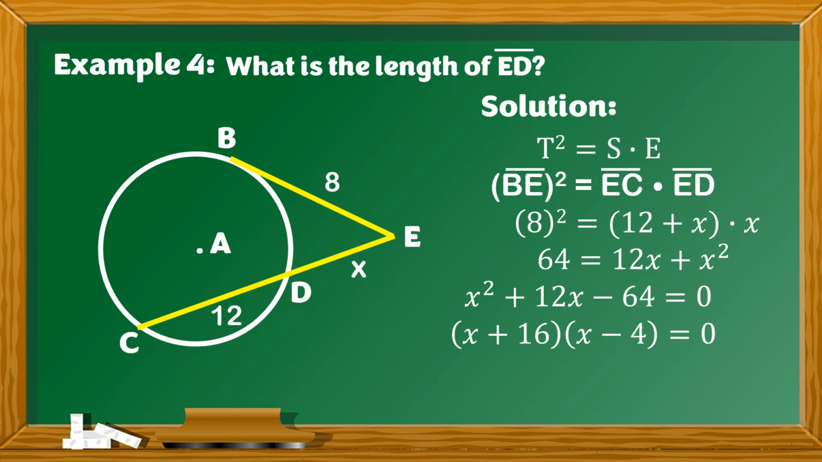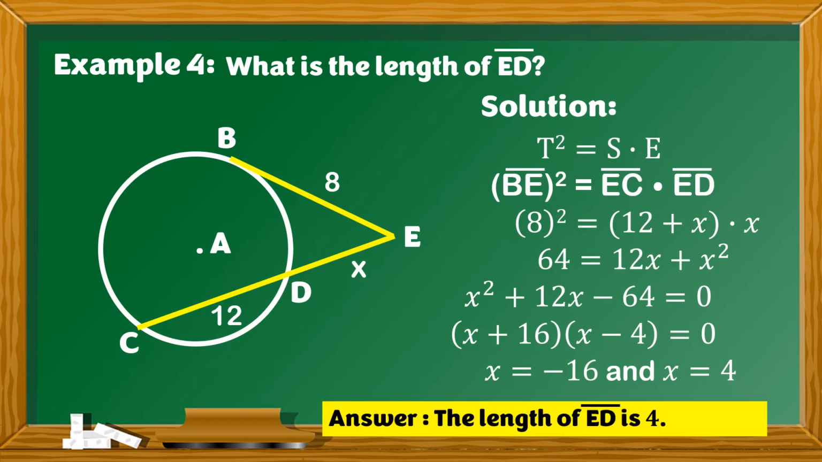And then we're going to equate each factor to 0 in order to get the values of x. So if x plus 16 is equal to 0, the value of x is negative 16. And for x minus 4 equals 0, the value of x is 4. So here, we will consider the positive value of x, which is 4. So therefore, the length of line segment ED is 4.